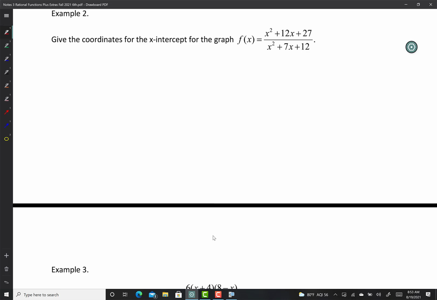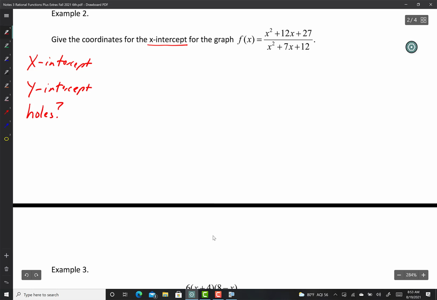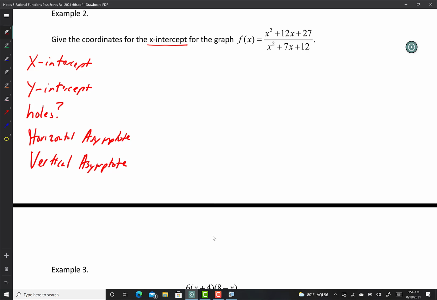So here we go. We're going to ask a whole bunch of questions on this, guys. I know this says give the coordinate of the x-intercept, but let's go ahead and write a whole bunch of stuff. I want the x-intercept. I want the y-intercept. Do I have any holes? I want the horizontal asymptote. So there we go, we got a whole bunch of things.